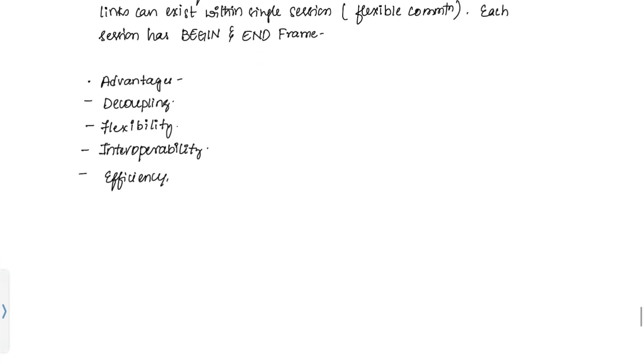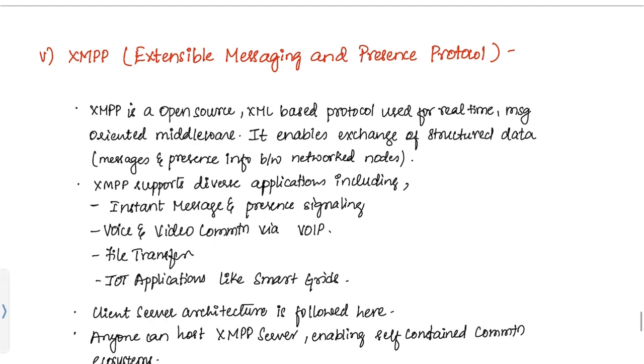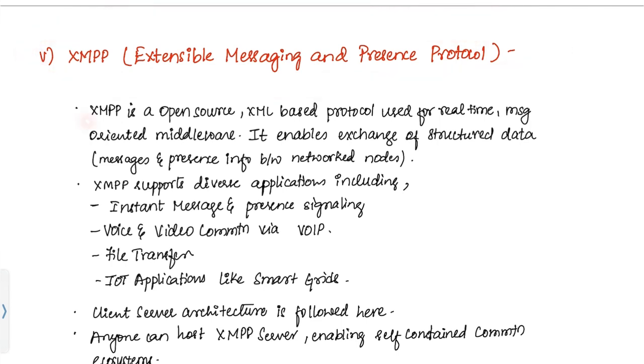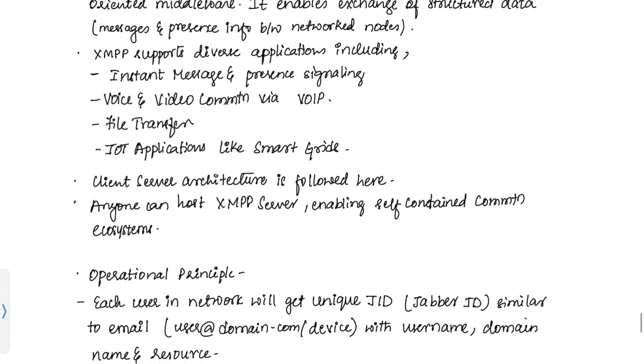That is about the AMQP protocol. Moving on further, we have the XMPP protocol. XMPP stands for Extensible Messaging and Presence Protocol. This protocol is an important one from an exam perspective. XMPP is an open source XML based protocol. It is designed for real-time usage and is message oriented middleware. It facilitates exchange of structured data, that is messages and presence info, between network nodes. We'll look into the features one by one.